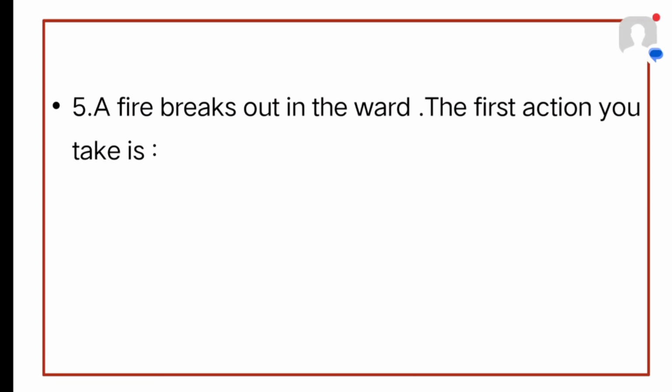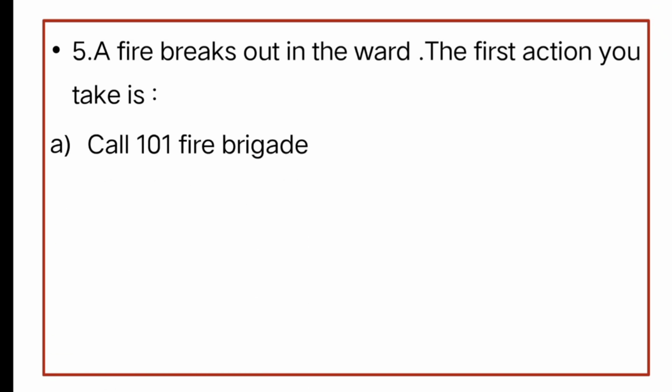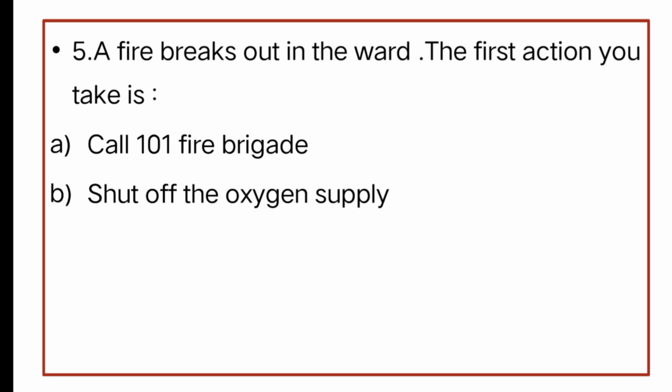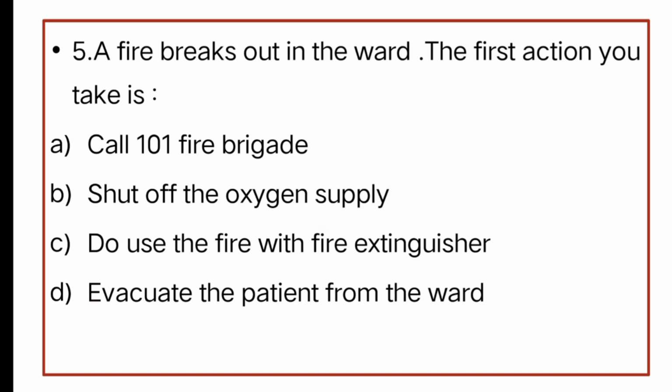So next question is, a fire breaks out in the ward. The first action you take is, so when we are facing a fire that has broken out in a ward, among these options, what is the foremost action we will take? Option A, call 101 fire brigade, option B, shut off the oxygen supply, option C, douse the fire with a fire extinguisher, and option D, evacuate the patient from the ward.